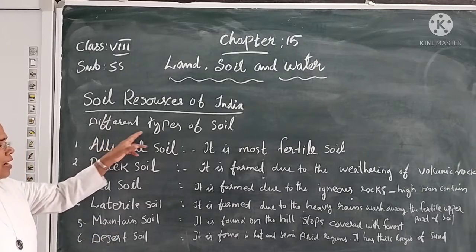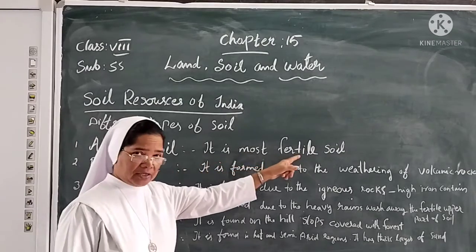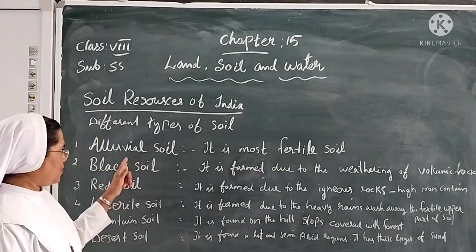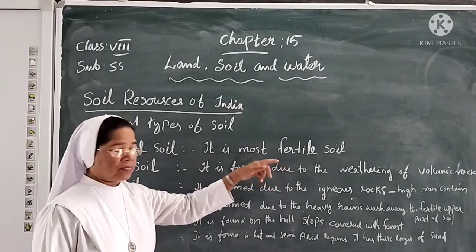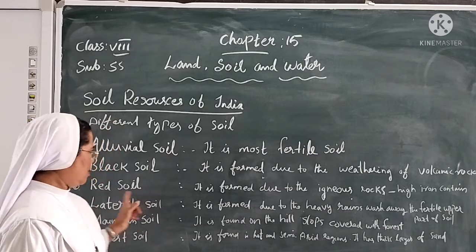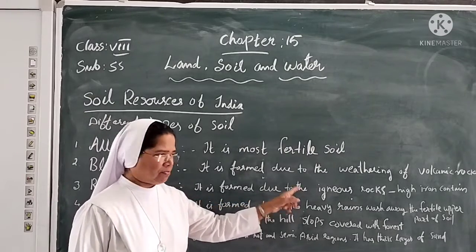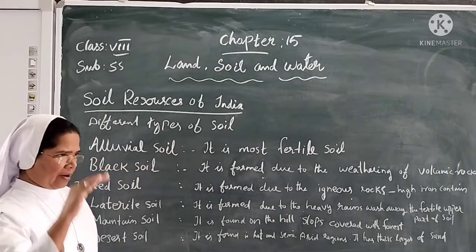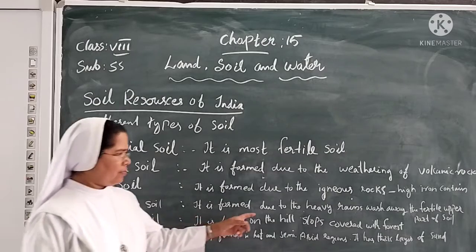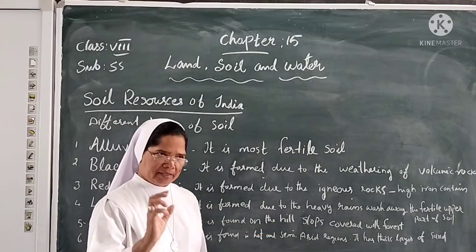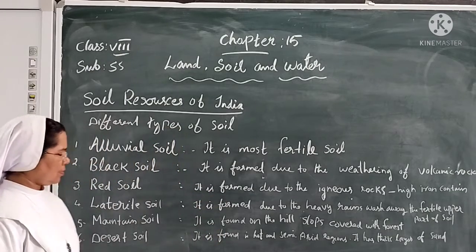Once more, different types of soil we have studied today. First one, alluvial soil is the most fertile soil. Then black soil is formed from the lava of volcanic rocks. Then the next one, red soil. Red soil is formed from granite rocks. It has high iron content. Laterite soil is formed with the heavy rains washing away the fertile part of the soil.